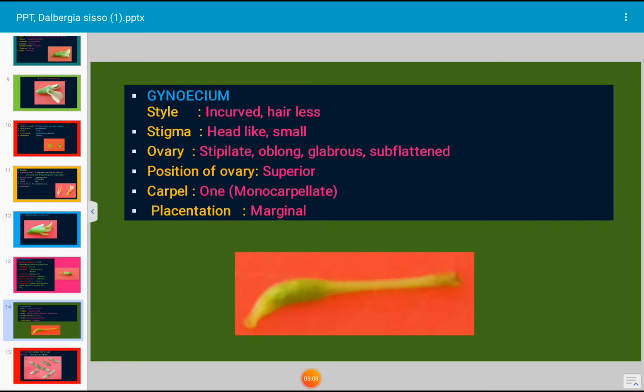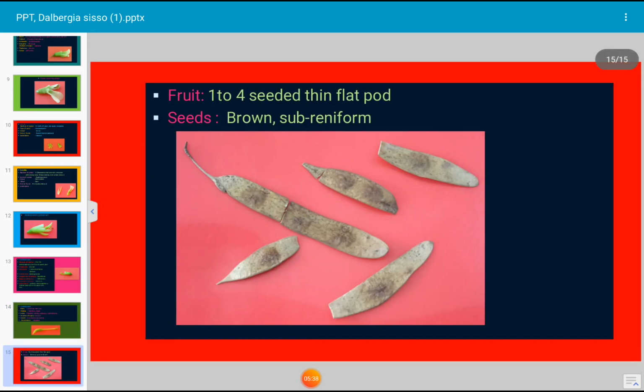Gynoecium, it is the female part of the flower. Style is incurved, hairless. Stigma is head-like and small. Ovary is stipitate, oblong, glabrous, subflattened. Position of ovary is superior. Carpel is one, monocarpellate ovary. Placentation is marginal. The ovules are attached to the margin of ovary wall.